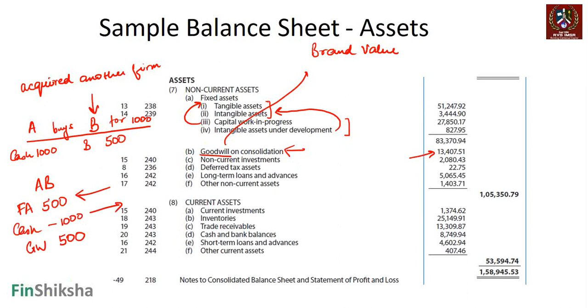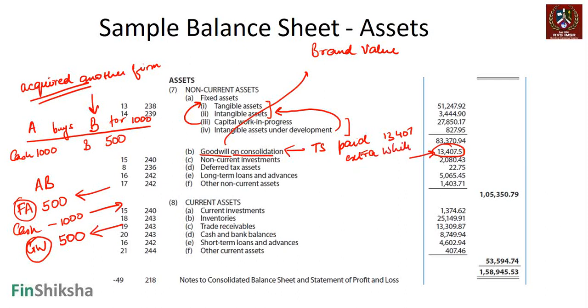So at the end of it, the balance sheet will see fixed assets of 500, goodwill of 500, and a cash negative number of 1000. 1000 cash goes out, 500 fixed assets come in, and whatever is the difference, that amount of goodwill will come in. So goodwill will only come if there is an acquisition by this firm done for another firm, and hence it will only come under consolidation. So when you consolidate these, you see a goodwill of 13,000 crore, which means Tata Steel paid 13,407 crore extra while buying some company.